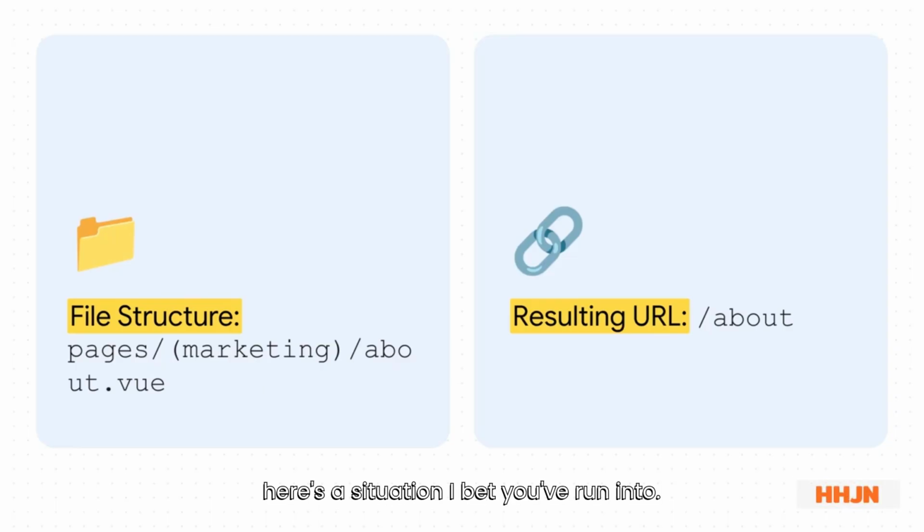Okay, here's a situation I bet you've run into. You want to group some related pages together in a folder, maybe for your marketing team, but you don't want that folder's name, marketing, showing up in the actual URL. You want /about, not /marketing/about. How do you do that?